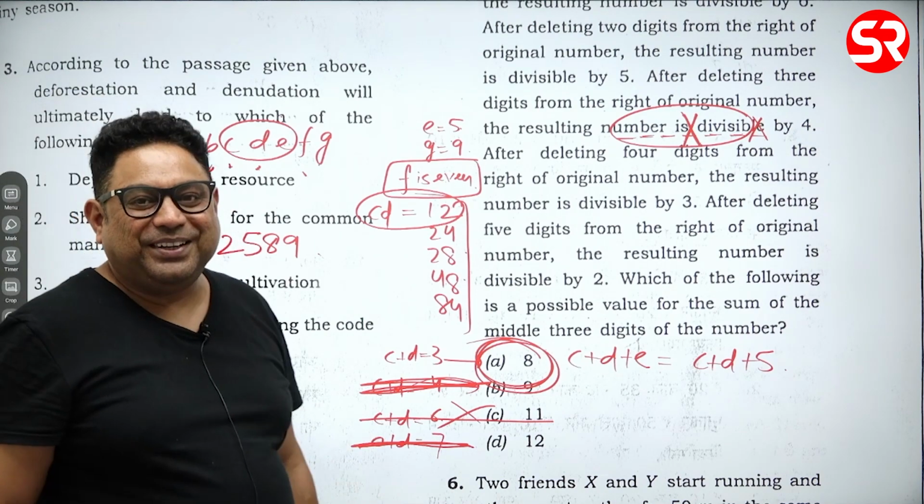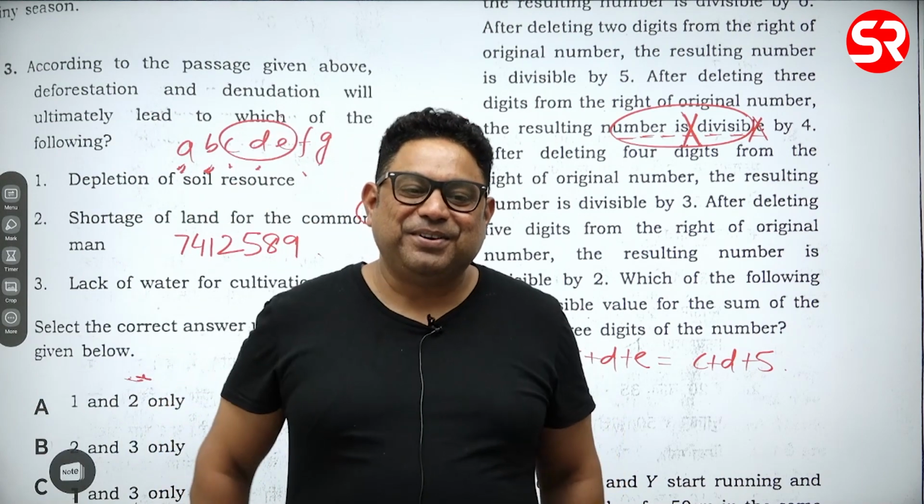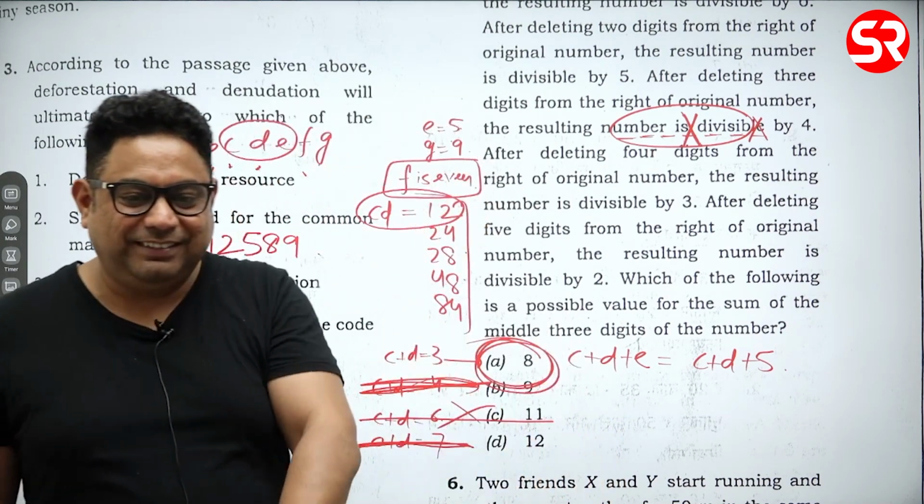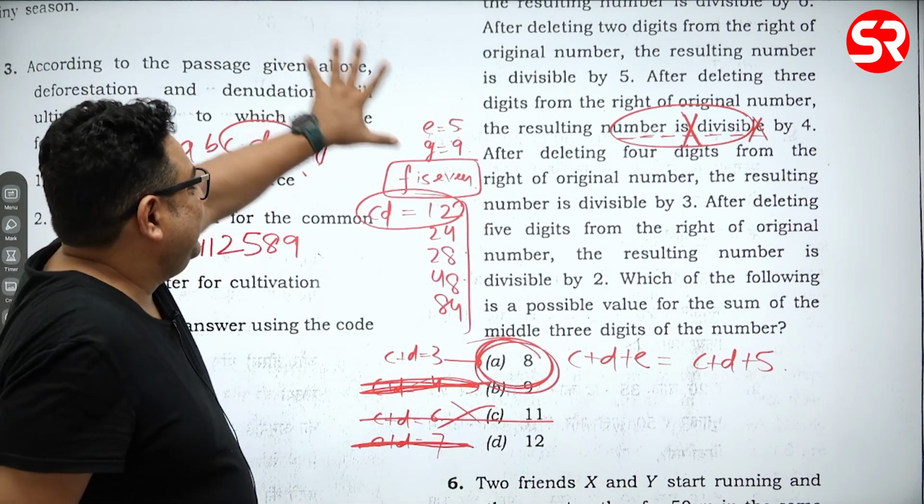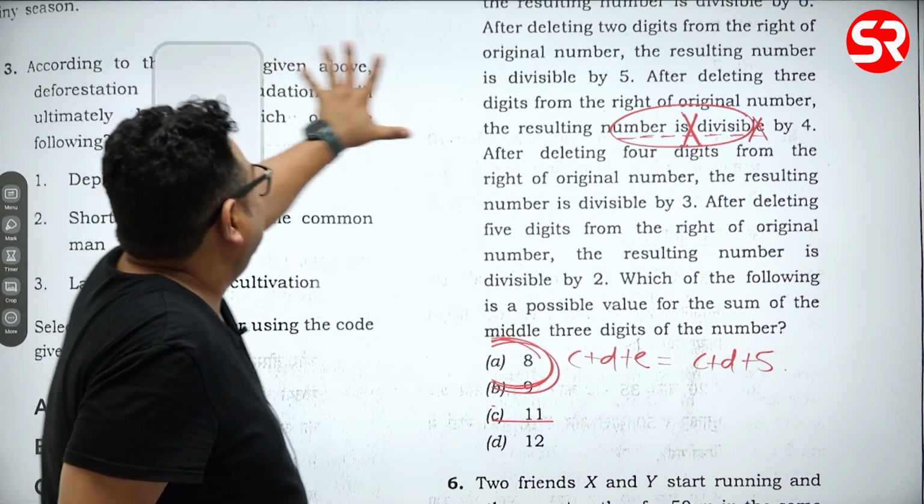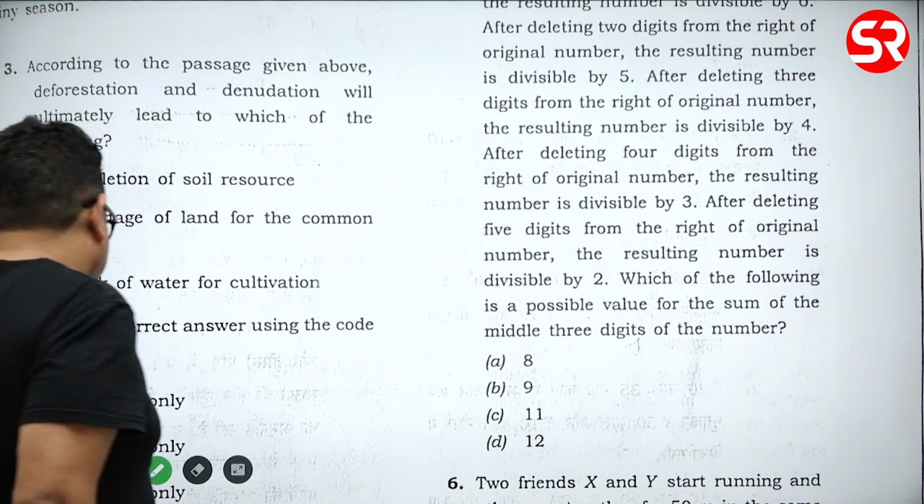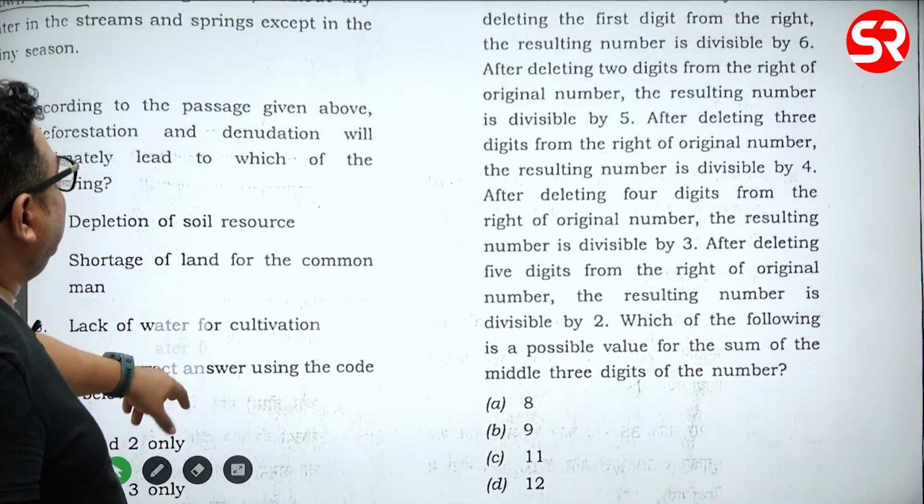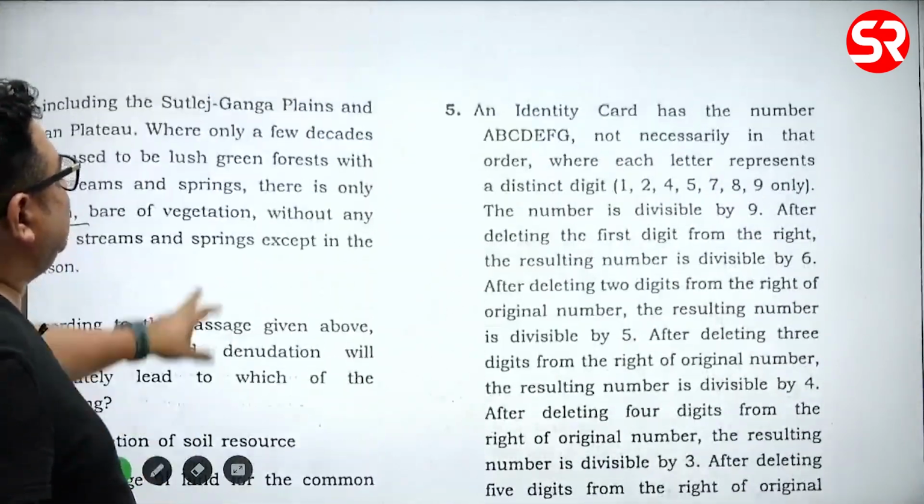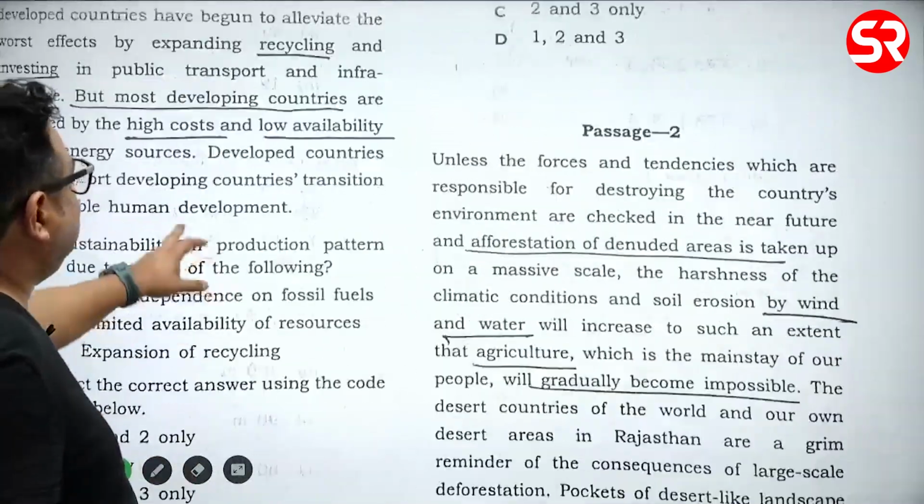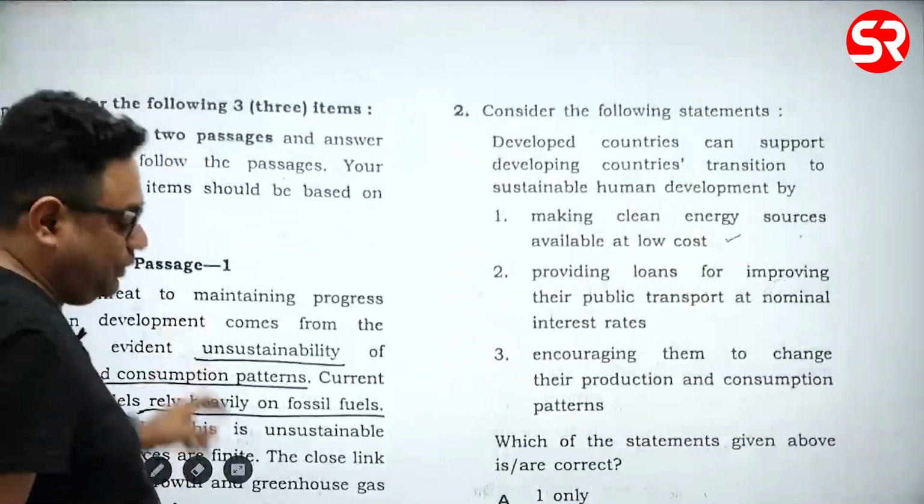So I hope now you realize how important is CSAT. Right. So guys, I have solved it, and I have tried solving it in an easy possible way. I hope there is no other question left. No, there is no other question left.